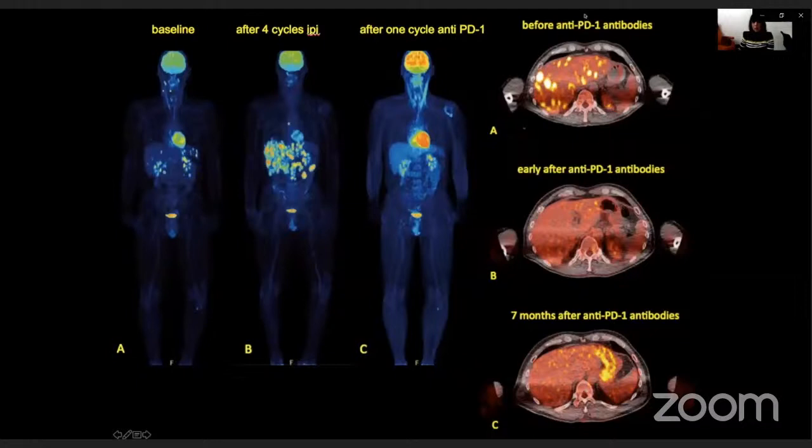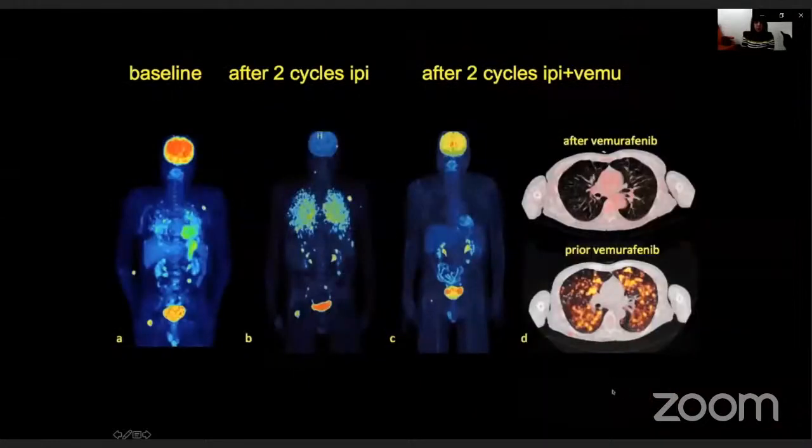These are the PET-CT images, the fused images of the liver metastases prior to pembrolizumab, after 1 cycle of pembrolizumab, and even 7 months after pembrolizumab therapy, the patient was in complete remission.